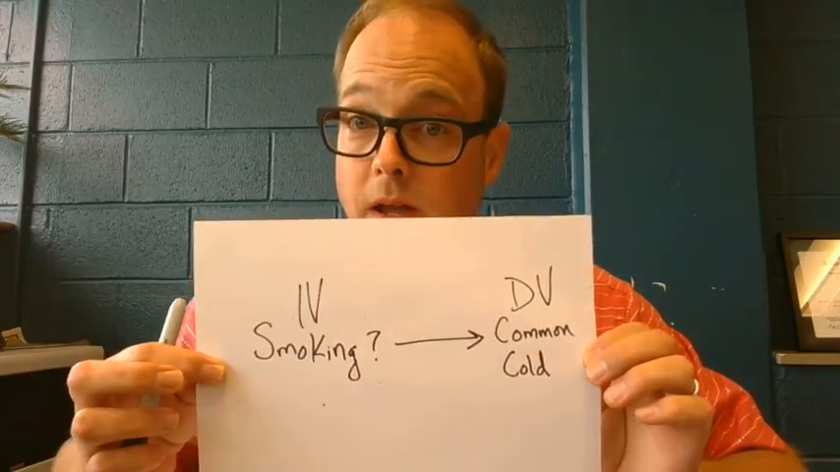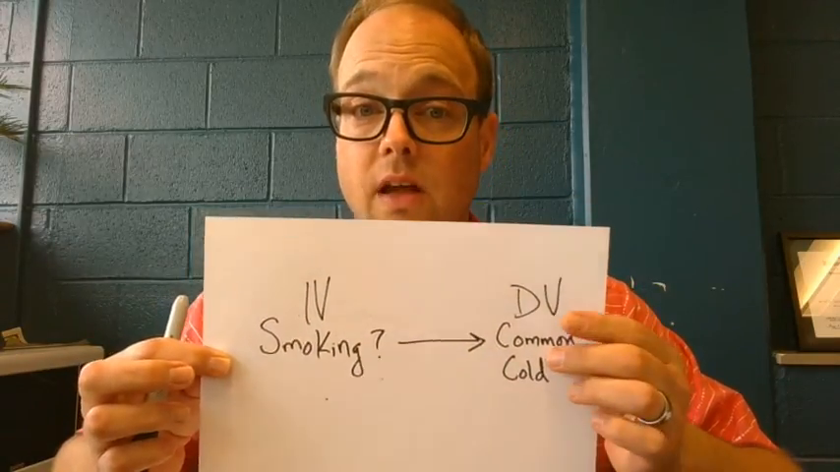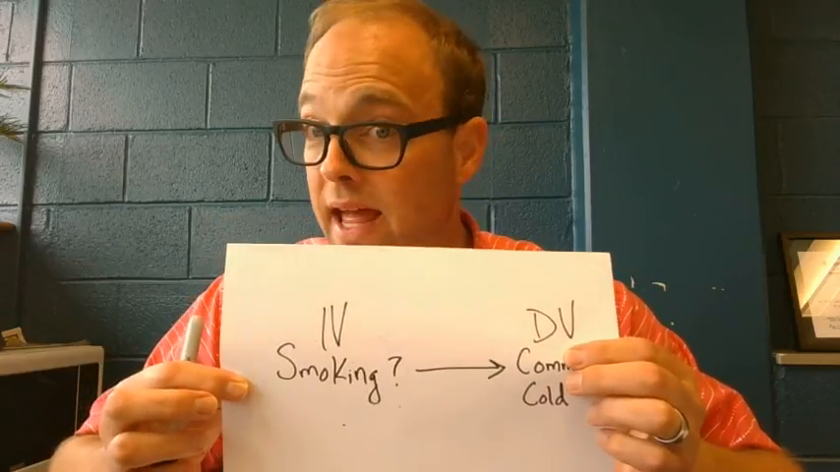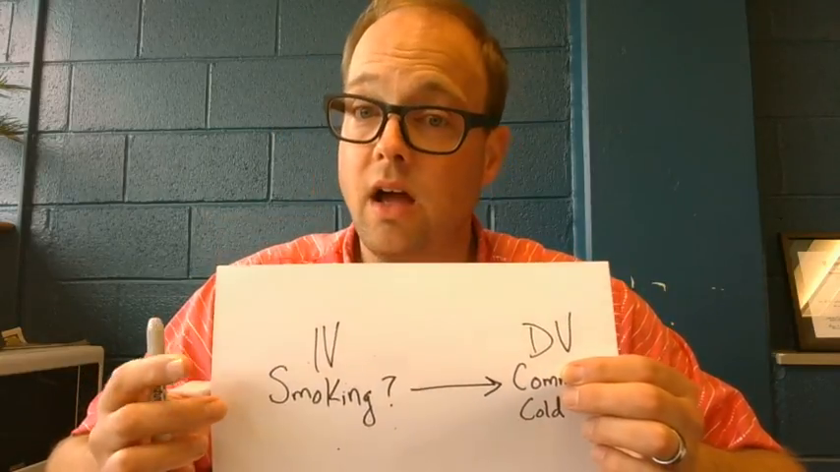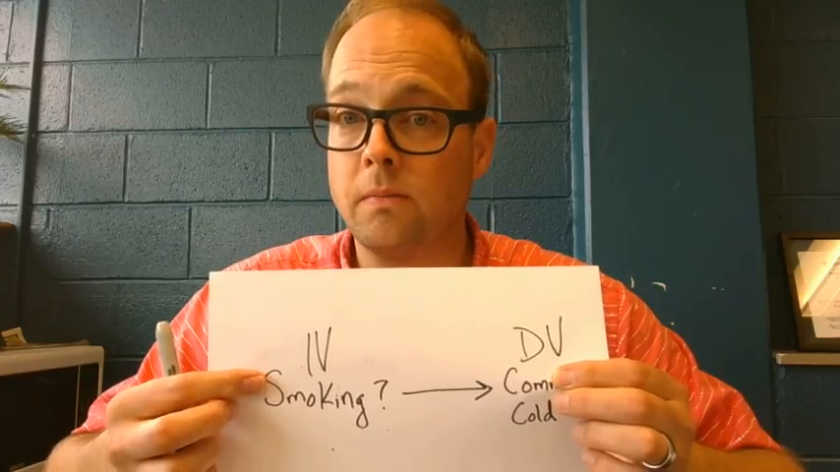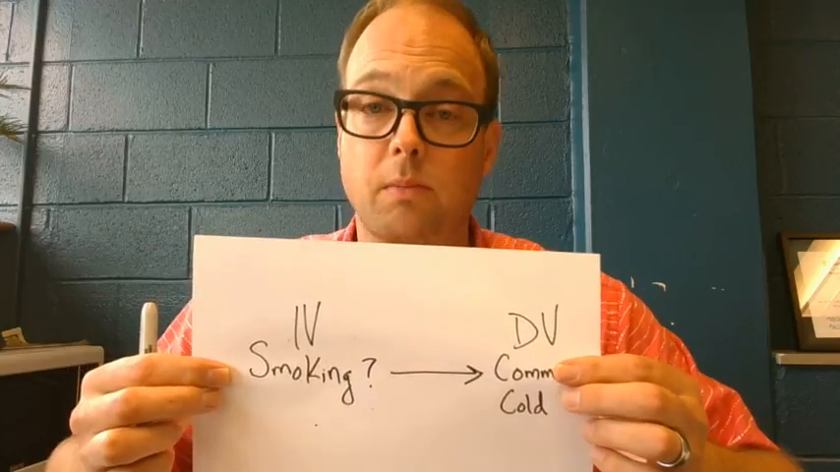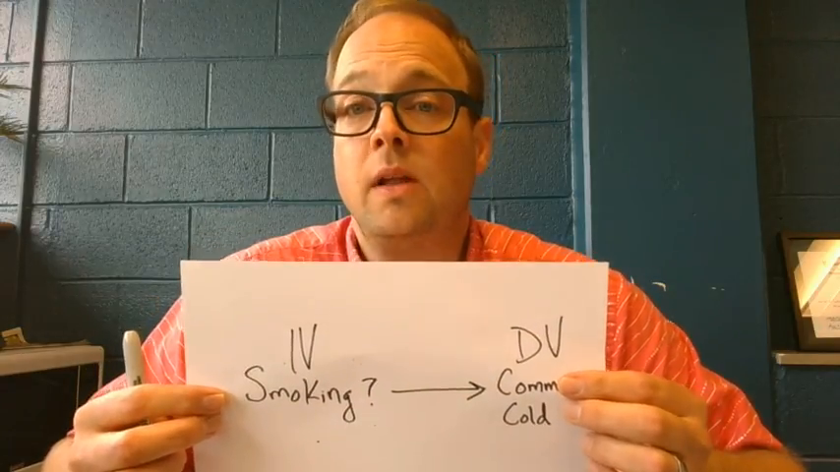So in other words, another way of looking at this is whether you get a cold or not may depend on whether or not you smoke. If you smoke, you may or may not get more colds. Independent variable and dependent variable. We anticipate that the independent variable is the variable doing the influencing. In this example, whether you smoke or not influences whether or not you get a common cold, or the likelihood you'll get a common cold.